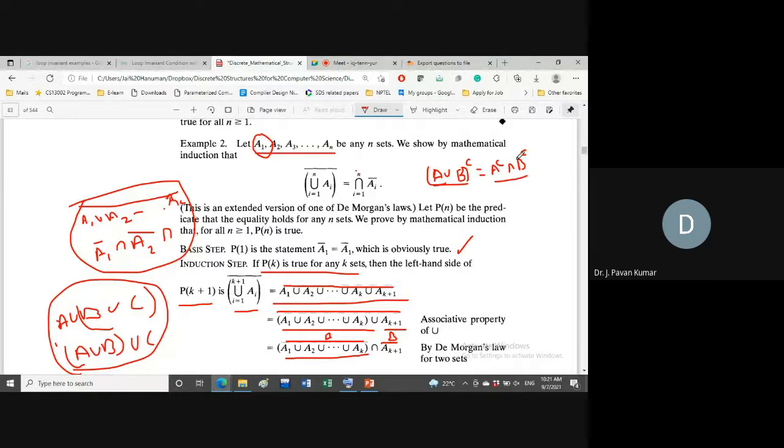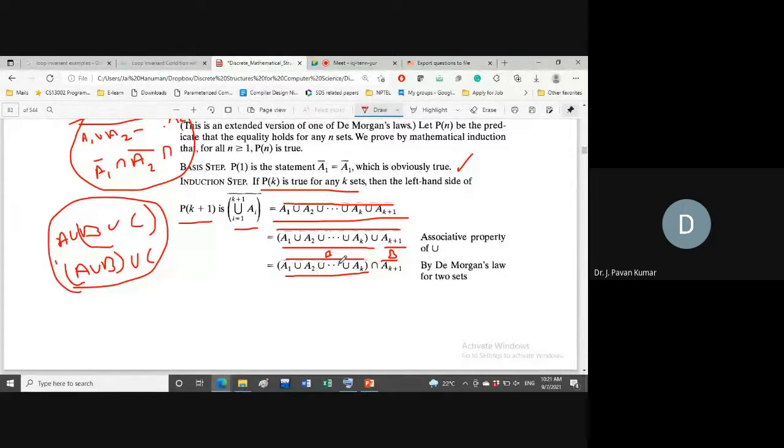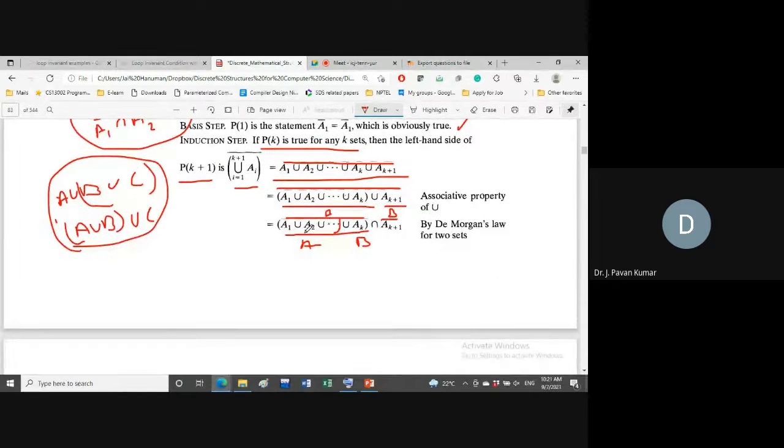Simple application of this, simple substitution of this formula. Clear? Yes, sir. Next, again, what can be written? This can be written as: up to AK minus 1 we can consider as one unit, this as A and this as B. Then by substituting in this formula we will be getting A1, A2, A3 and so on, AK minus 1 complement intersection AK complement. Yes or no? Yes, sir.